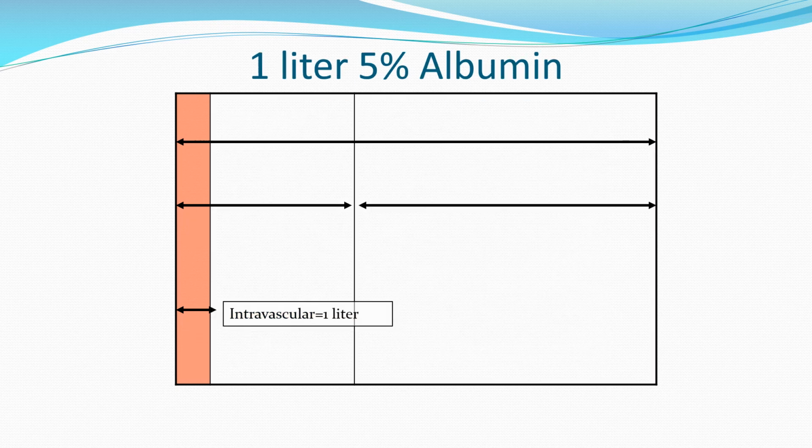What if you give a liter of 5% albumin, which is in normal saline? Because this type of fluid contains both colloid and crystalloid, it's most effective in staying in the intravascular space and will be most effective in raising the blood pressure. However, eventually it will distribute throughout the ECF space, much as crystalloid, but just slower.